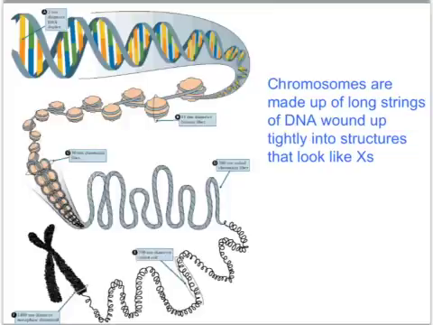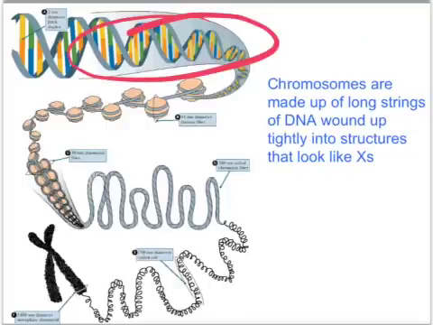Chromosomes are long strands of DNA wound up really tightly into structures that, when looked at under a microscope, kind of resemble an X. So here we have our DNA, and a chromosome would be this X down here. It's just a whole bunch of DNA wound up tightly.